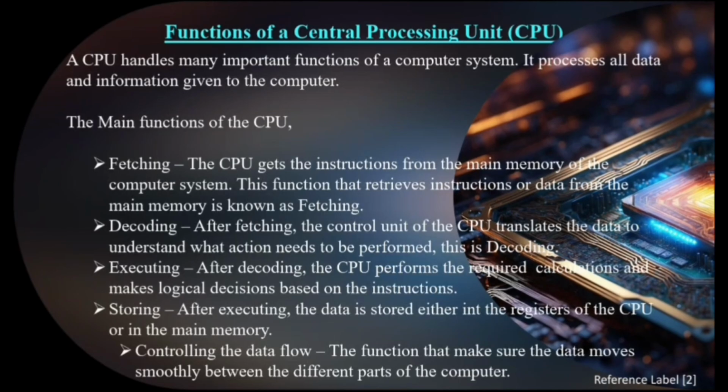First, fetching is the process where the CPU gets instructions or data from the main memory so it can start processing. Then decoding is when the CPU understands the instruction and decides what action needs to be performed. Executing is the step where the CPU performs calculations and logical operations based on the instruction. Storing is when the CPU saves the processed result either in its registers or in the main memory. Finally, controlling data flow. This function ensures that data moves smoothly between different parts of the computer system.